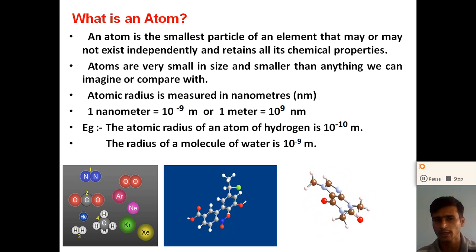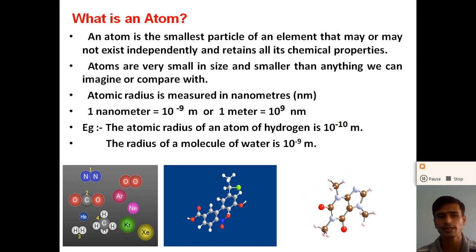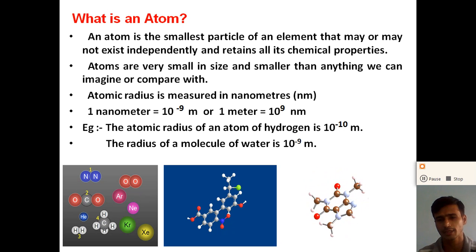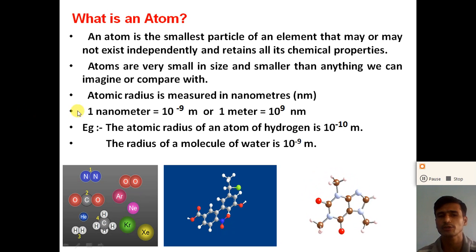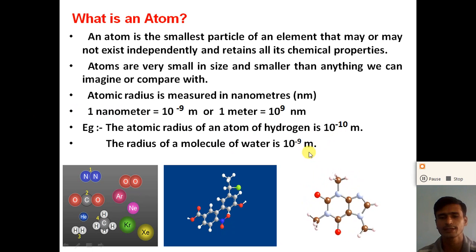An atom is the smallest particle of an element. The size of the atom is very small. The size of the atom is measured in nanometers. 1 nanometer is equal to 10 raised to minus 9 meter. The atomic radius of the hydrogen atom is 10 raised to minus 10 meter.